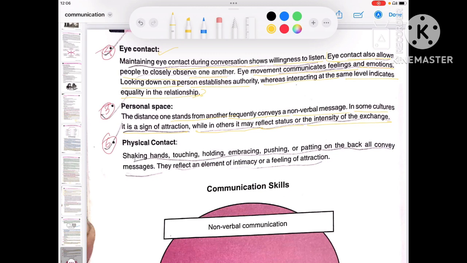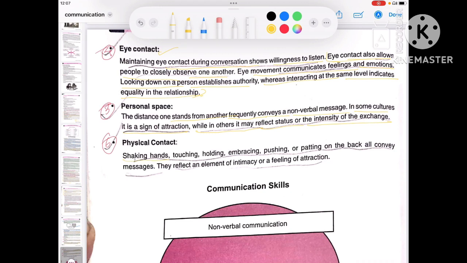Then only we can maintain it. What will we say, non-verbal communication? So if you are showing all these things, there should also be personal space. It should convey non-verbal communication. There is a distance. In some cultures, it is a sign of attraction, while in others, it may reflect the status or intensity of the exchange. Next one is physical contact.